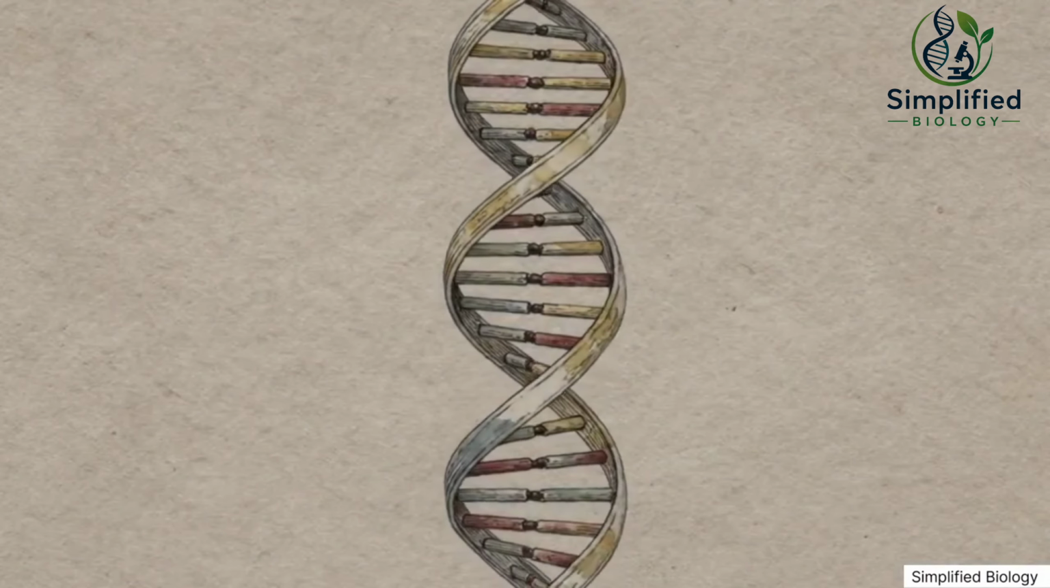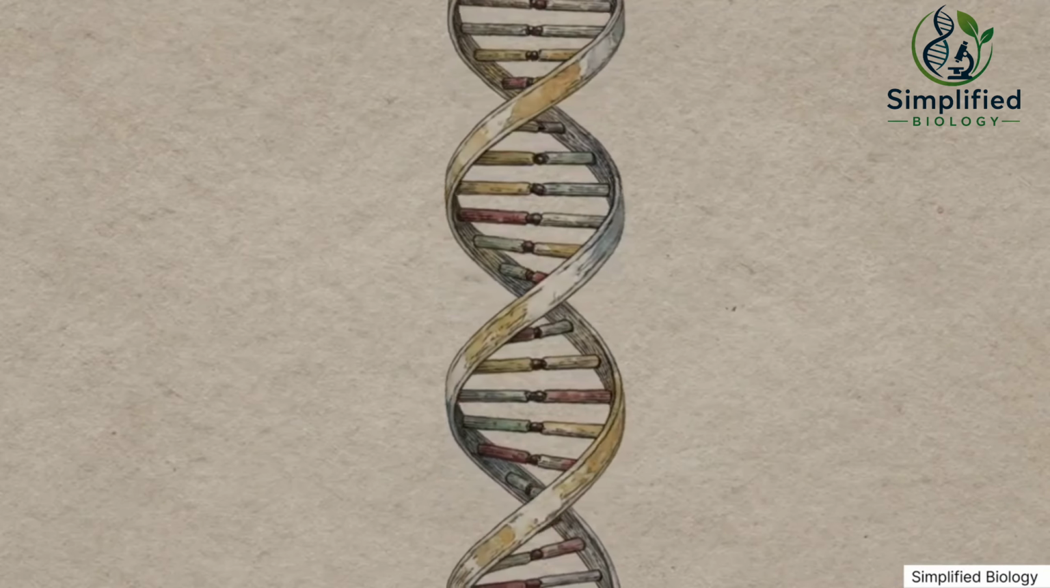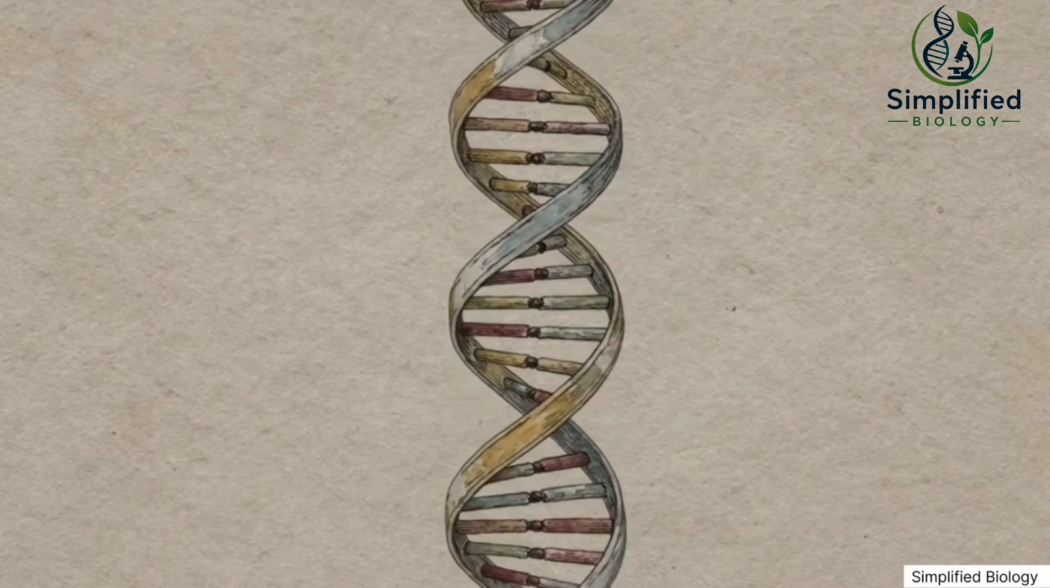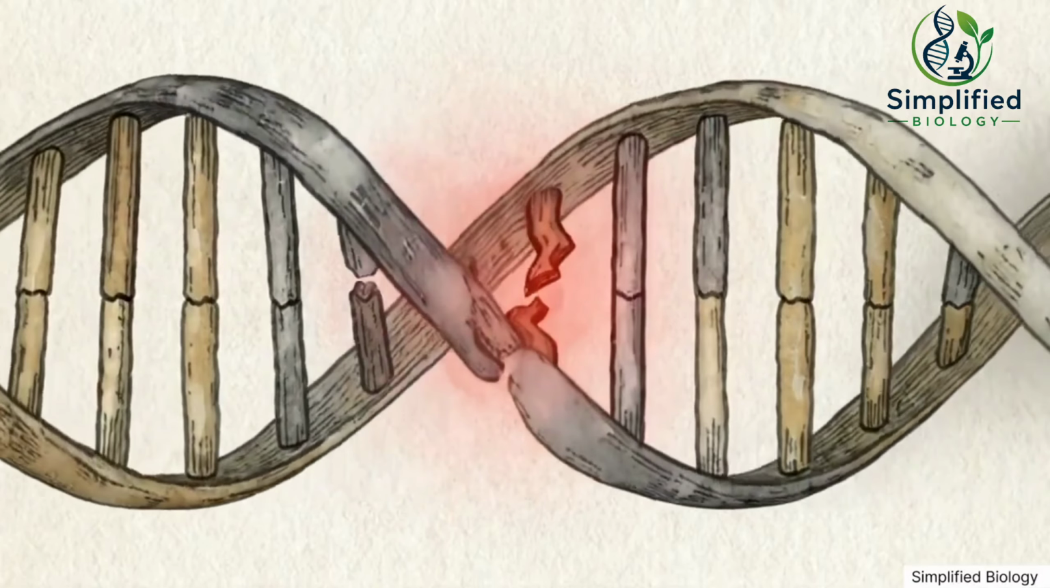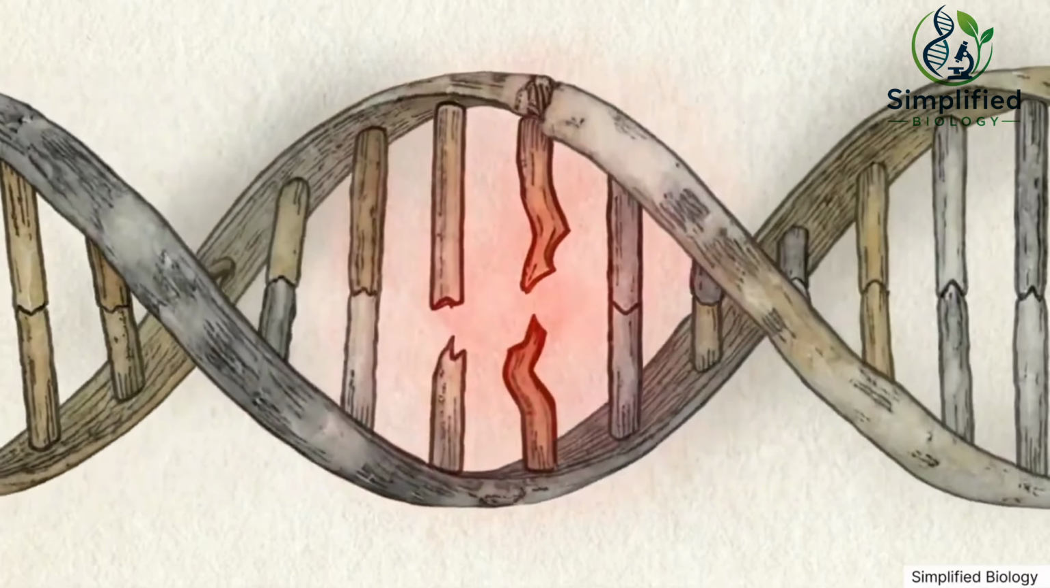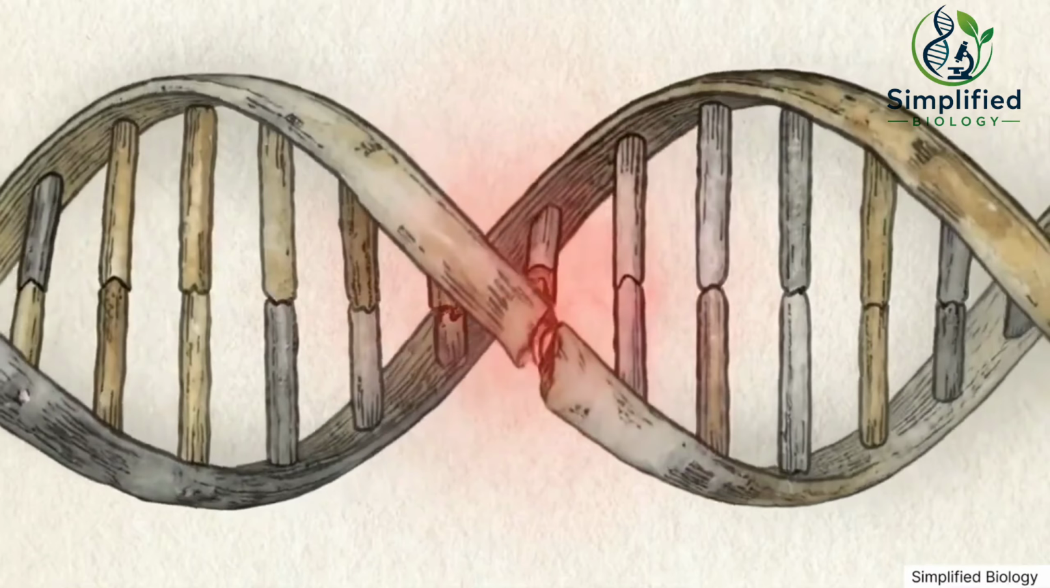DNA is the carrier of genetic information, and most of the time it transmits from one generation to the next completely unchanged. Occasionally, however, a spontaneous alteration or glitch occurs in that genetic material. This is what we call a mutation.